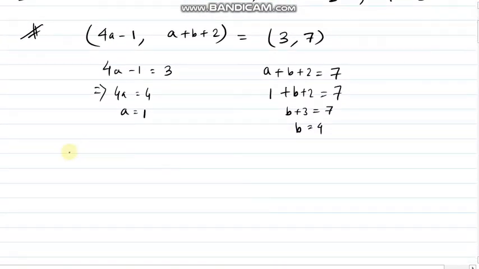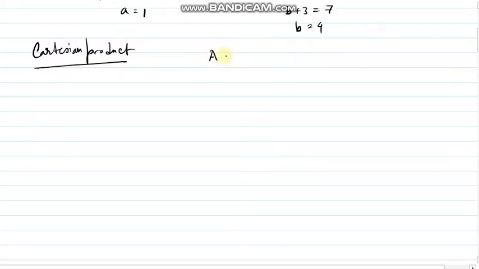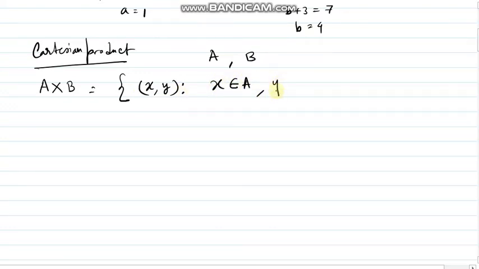So after ordered pair, the term we need to know is Cartesian product. So what is this Cartesian product? This is very easy. Suppose we have two sets A and B. The Cartesian product will be denoted by A cross B. What is contained in A cross B? A cross B in set builder form is written as (x, y) such that x belongs to capital A and y belongs to capital B.